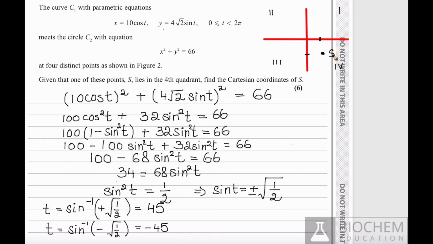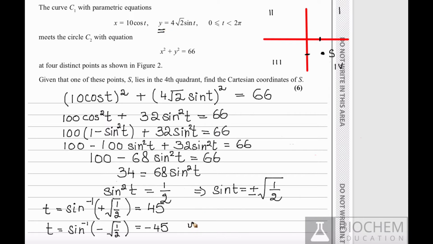Now in the 4th quadrant, as you can see here, this is the 1st, 2nd, 3rd, and 4th. The point of intersection has an x coordinate which is positive and a y coordinate which is negative. So we need to make a choice of the angle that we take and input into our parametric equations to get the corresponding x and y values for S. Thinking about y first, if we put 45 as a value of t, we will get a positive value for y, which cannot be S, because S needs to have a negative value. So we will take negative 45 and input into this parametric equation to get a negative value for y.